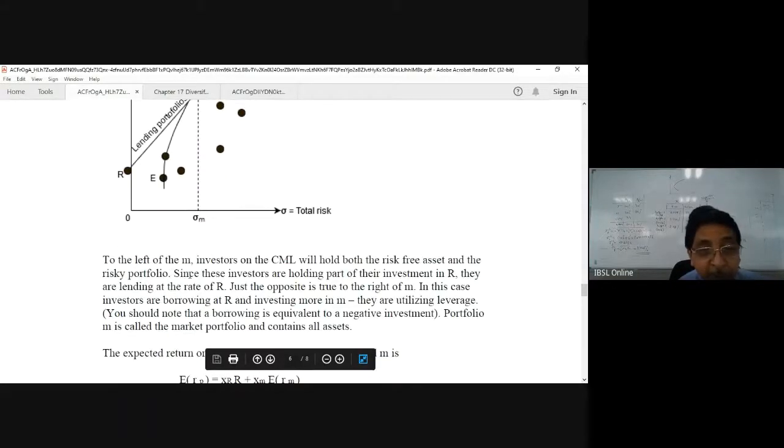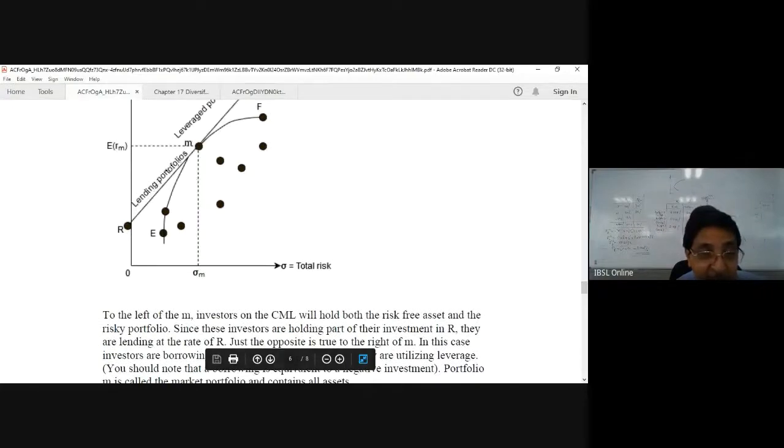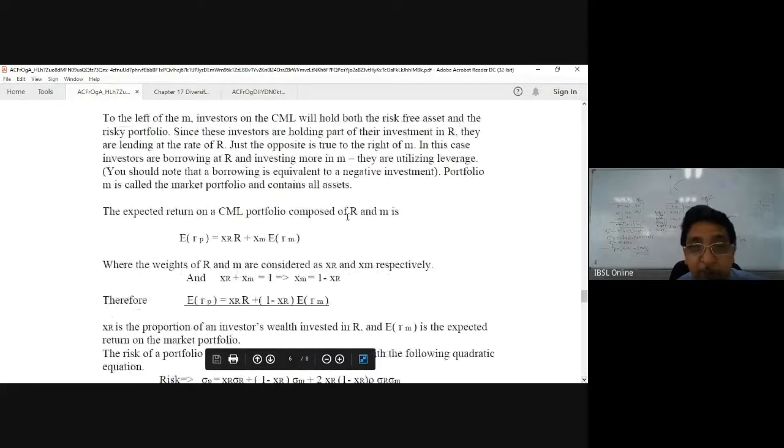To the left of the M, investors on the CML will hold both the risk-free asset and the risky portfolio. So the people who invest in both risk-free and risky assets will have their efficient frontiers on this. Therefore, we call it lending portfolios. But just the opposite is true to the right of the M. In this case, investors are borrowing at R and investing more in M. They are utilizing leverage.